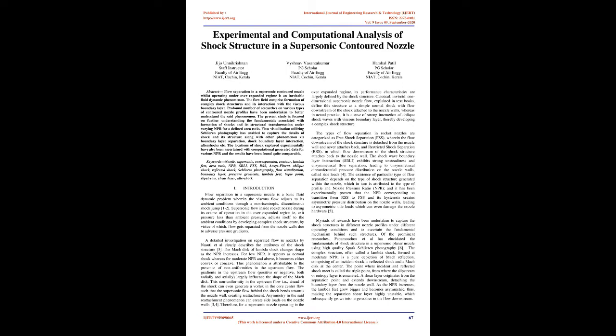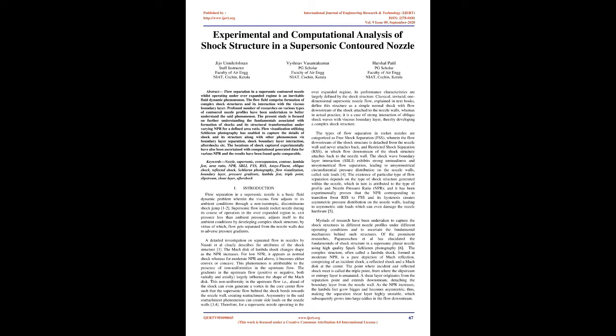Introduction. Flow separation in a supersonic nozzle is a basic fluid dynamic problem wherein the viscous flow adjusts to its ambient conditions through a non-isentropic, discontinuous shock jump 1, 2. Supersonic flow inside a rocket nozzle during its course of operation in the overexpanded region, i.e., exit pressure less than ambient pressure, adjusts itself to the ambient conditions by developing complex shock structure, by virtue of which flow gets separated from the nozzle walls due to adverse pressure gradients.